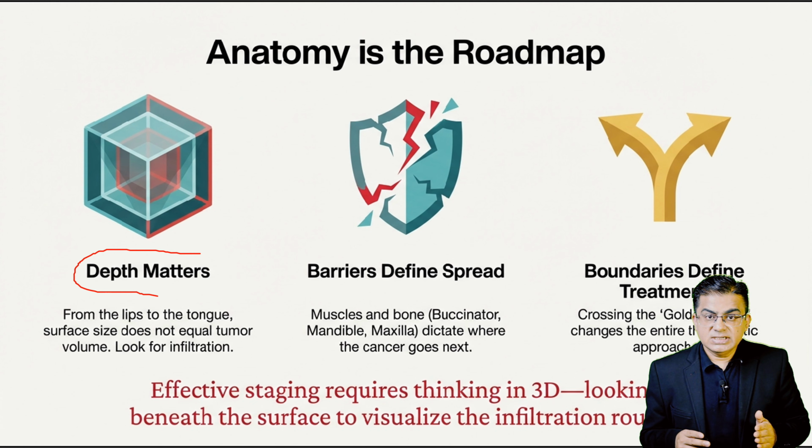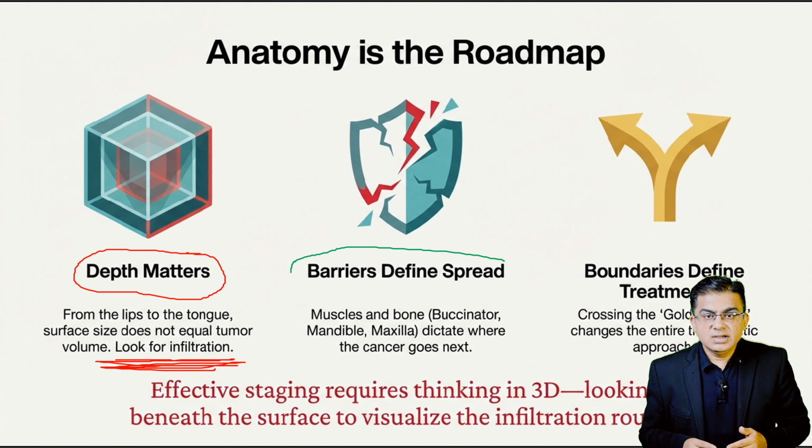First, depth. Depth matters. When you look inside a patient's mouth in the clinic, you are only seeing the tip of the iceberg. Just because a tumor looks small on the surface doesn't mean the actual tumor volume is small. A tiny ulcer on the tongue might be plunging way down deep into the muscles. You have to actively look for that infiltration, which is exactly why we rely on these images.